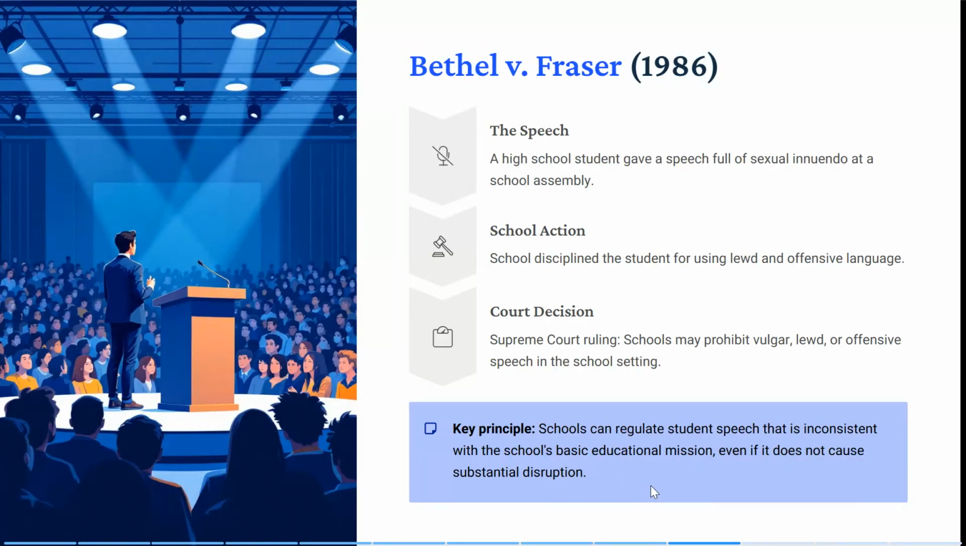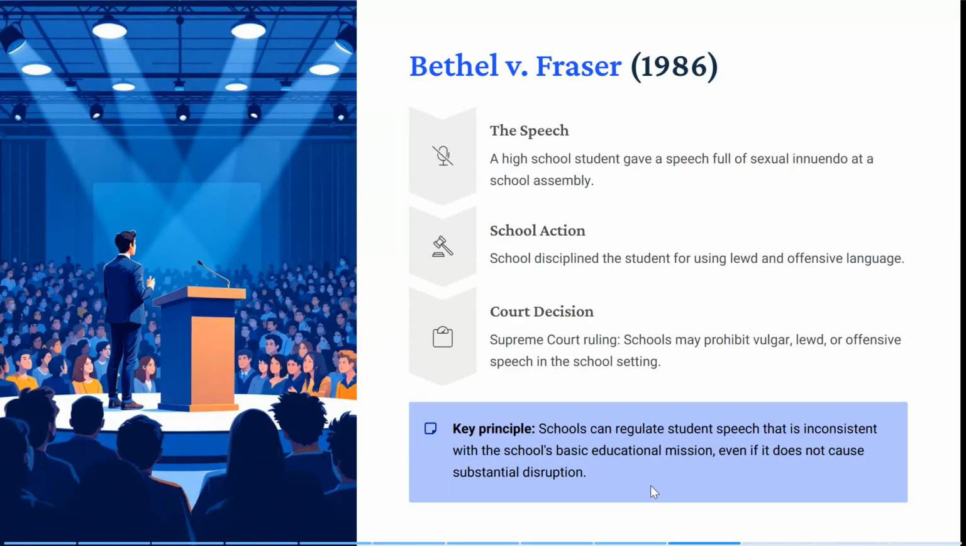In this court ruling, the Supreme Court ruled that schools may prohibit vulgar, lewd, or offensive speech in the school setting. The key principle that was established was that schools can regulate student speech that is inconsistent with the school's basic educational mission, even if it does not cause a substantial disruption.